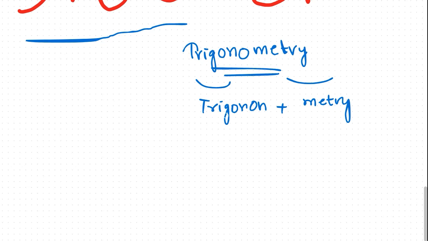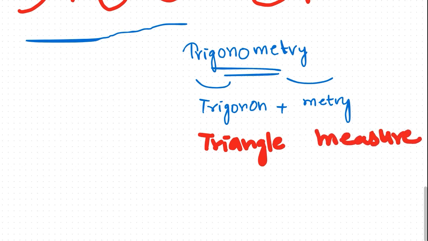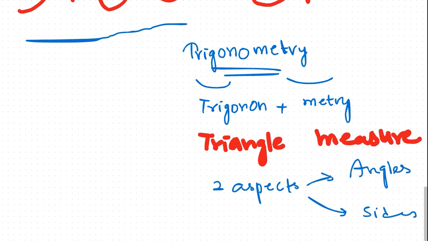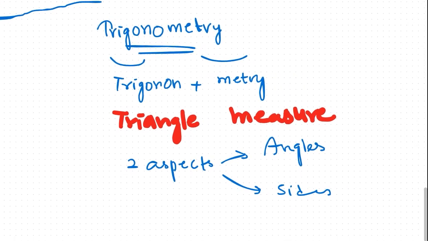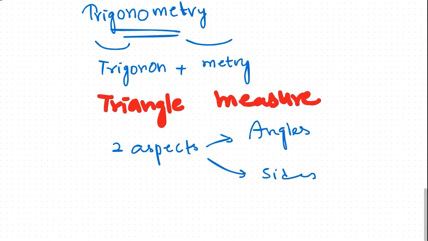These are Greek words. Trigonon means triangle. Metry means measure. So we deal with triangle measures. Triangle measures means there are two aspects: one is with the angles, the other is with the sides. So the correlation between angles and sides of a triangle is what is called trigonometry.